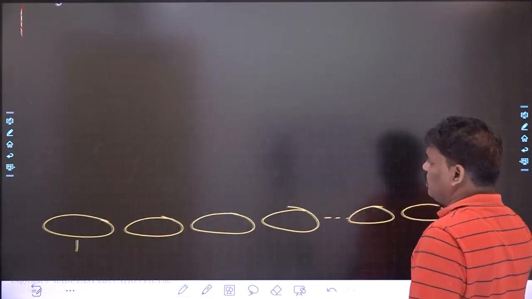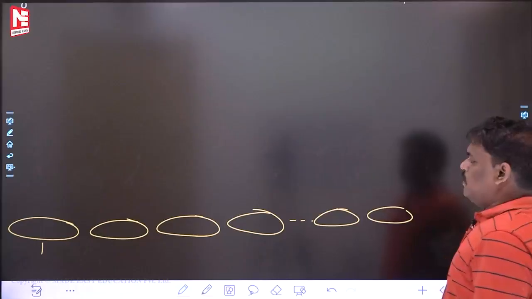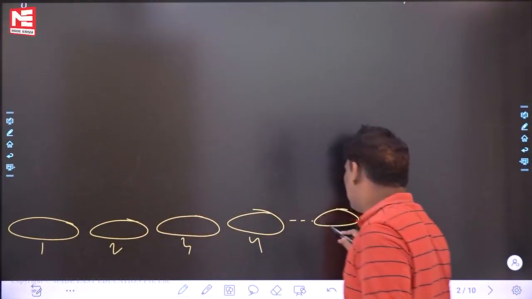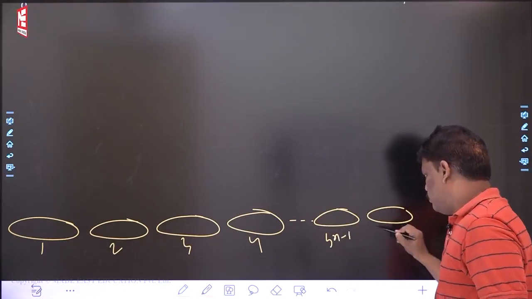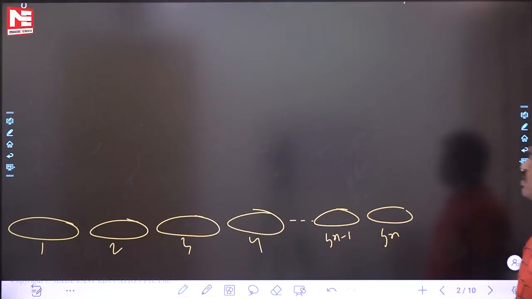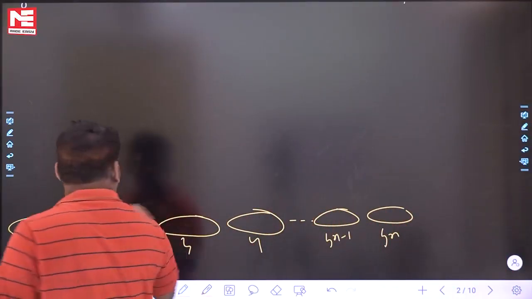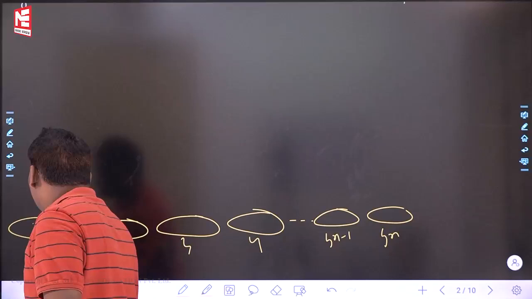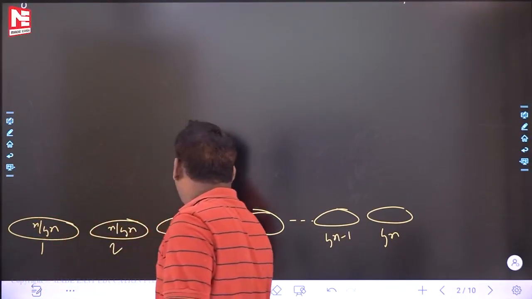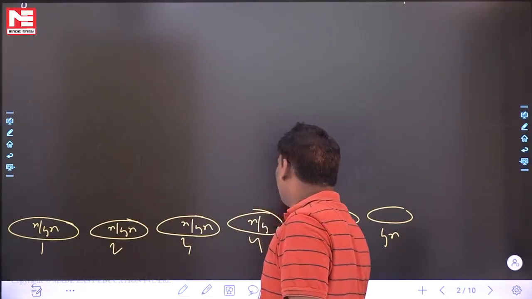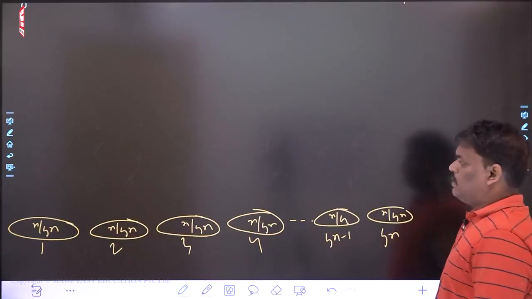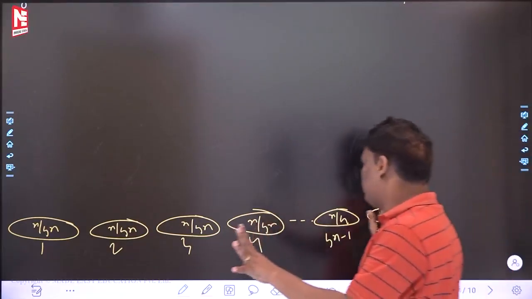If you want, let me rotate. First group, second group, third group, fourth group, and so on, log n minus one group, log n group. These many groups are there. What is every group's size? Everyone is sorted. Please be careful. Everyone has n by log n elements, sorted. Like that, every group contains n by log n. I hope everything is fine now.